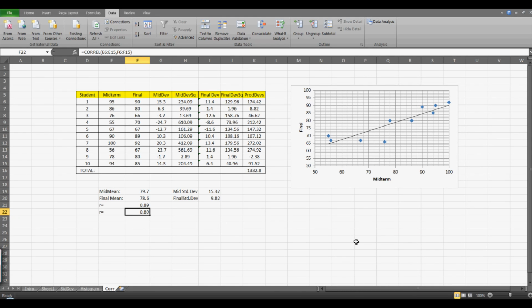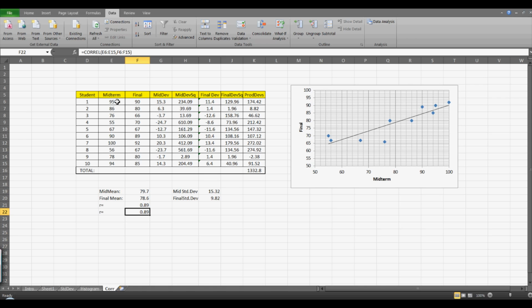Alright, for our final lesson, I am going to show you how to use a spreadsheet to do the calculations that you need to determine a correlation. Again, I have replicated the chart on page 132 of your book. What this shows is 10 students, the score they got on their midterm, and the score that they got on their final exam. What we want to determine is the relationship or the correlation between these two sets of scores.